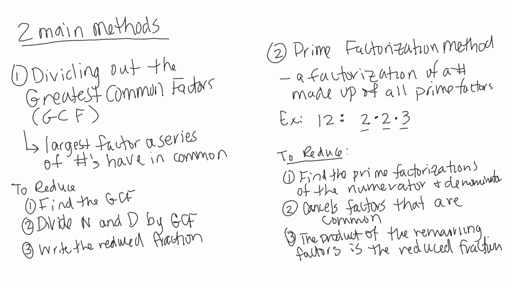The second method is the prime factorization method. Just recall a factorization is writing a number as a product of factors, and a prime factorization very specifically is a factorization of a number made up of all prime factors. We generally use factor trees to find prime factorizations. More details about that in the previous video. Now, to reduce using the prime factorization method, we find the prime factorization of the numerator and the denominator. We cancel out common factors top to bottom, and then the product of the remaining factors is your reduced answer.